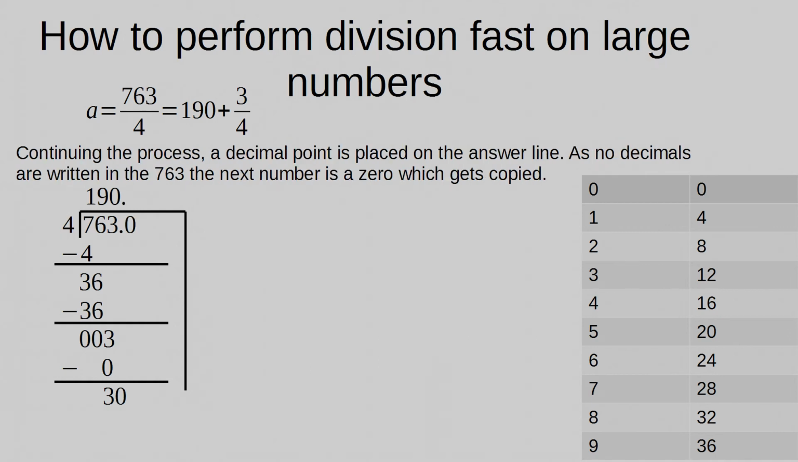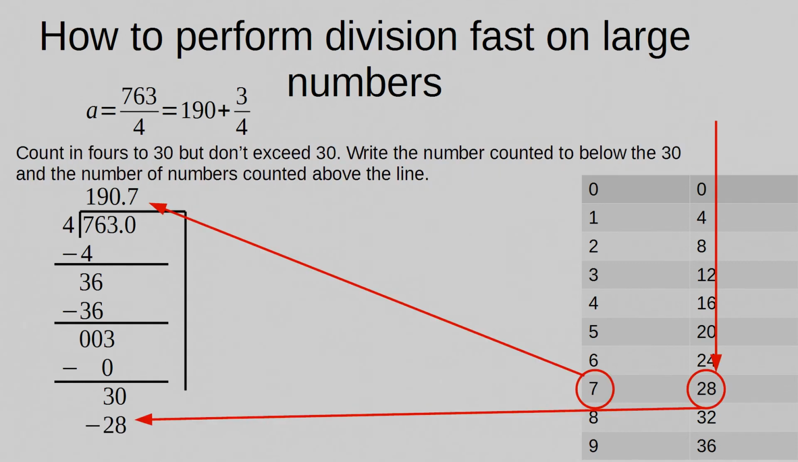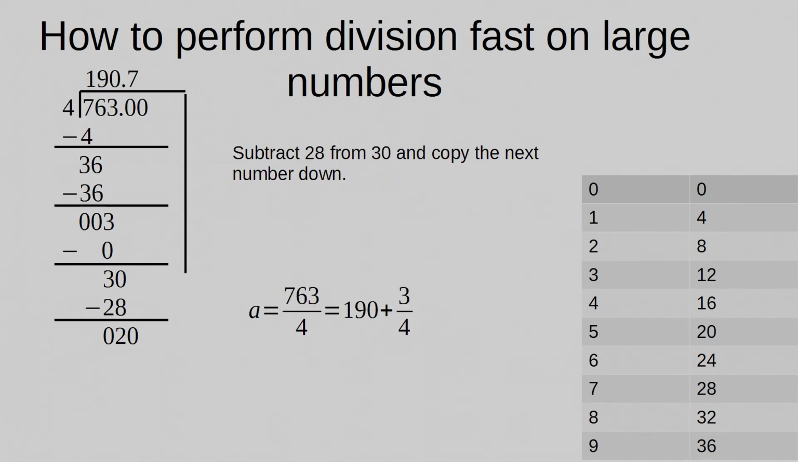To get a decimal answer, all we need to do is put a decimal point on our answer line, and then we'll copy down the next number. As there is no number behind the decimal point currently on the value that we're dividing, it will always be 0. So we copy down a 0, and now we have 30 to count up to. Again, write the number of numbers that we counted on the top line and subtract off the number we counted up to. The next step is to copy down the next number.